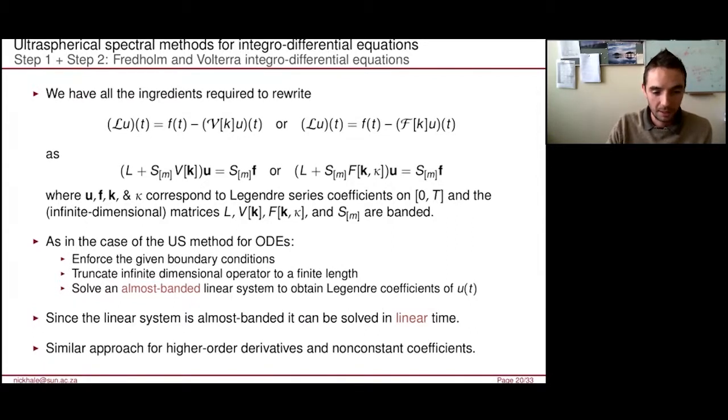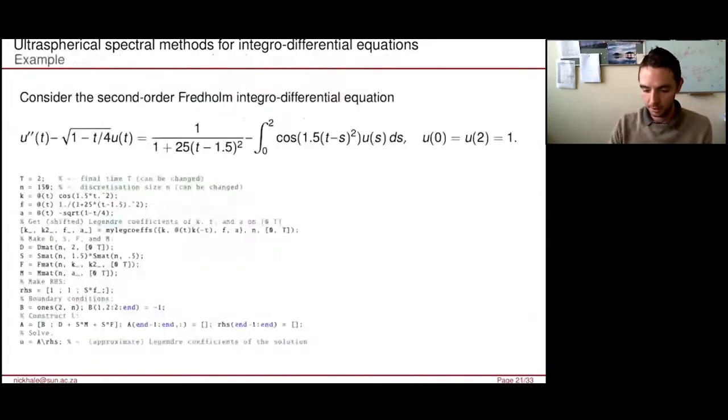So we enforce the boundary conditions, and we end up with an almost banded linear system. That's fine, we can still solve that efficiently. We truncate, and then we can solve for the coefficients of the solution. And since it's banded, we can solve in linear time. The same thing goes for the Fredholm version, we just use the Fredholm version of that operator rather than the Volterra one. And we get a similar approach for higher order derivatives and non-constant coefficients.